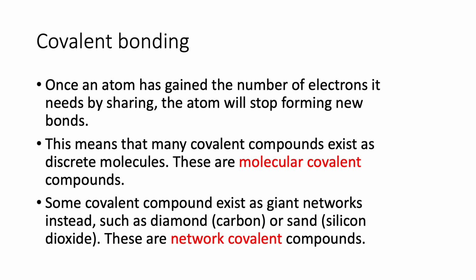Once an atom has gained the number of electrons it needs by sharing electrons, it will stop forming new bonds to other atoms. This means that many covalent compounds exist as small, discrete molecules. These are molecular covalent compounds. Some covalent compounds exist as giant networks instead, such as diamond or sand. These are network covalent compounds.